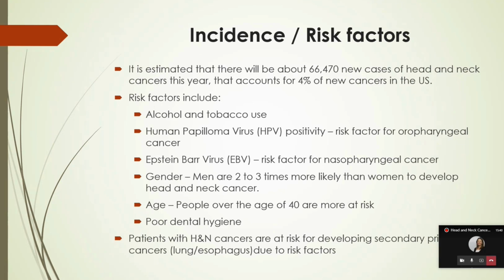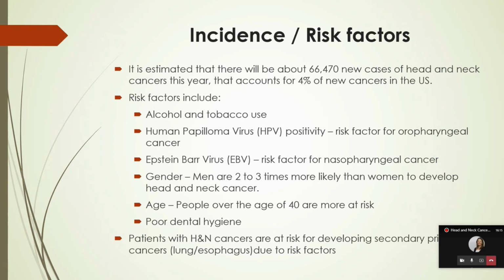So it's estimated that there'll be over 66,000 new cases of head and neck cancer this year, and that accounts for about 4% of new cancers in the United States. There are several different risk factors for head and neck cancer. One could be alcohol and tobacco use. A second one is HPV, or human papillomavirus. And that's a risk factor for a certain type of head and neck cancer that involves the oropharyngeal area, and we'll talk about that in a little bit.